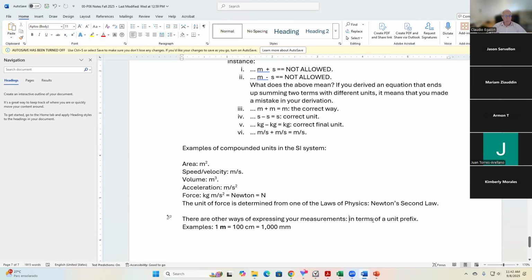For example, 1 meter can be written down in terms of 100 centimeters, which is also given by 1,000 millimeters. What do we have here? We have 1 meter that was written in terms of another unit. But we must have a multiplicative factor here, okay? And where does the multiplicative factor come from? Well, it's the prefix, it's the centi prefix.